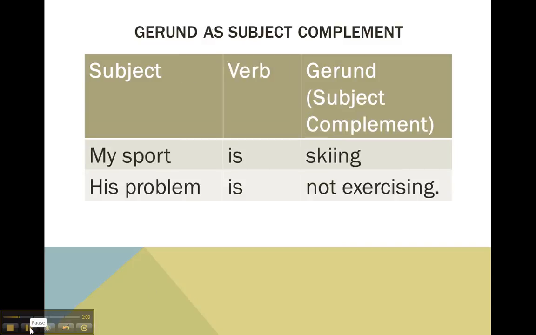Then the gerund can also be a complement. I use this word complement instead of object when the verb is a non-action verb. There is my dog barking. I can say my sport is skiing. My problem is not exercising, and you can see the negative gerund there.